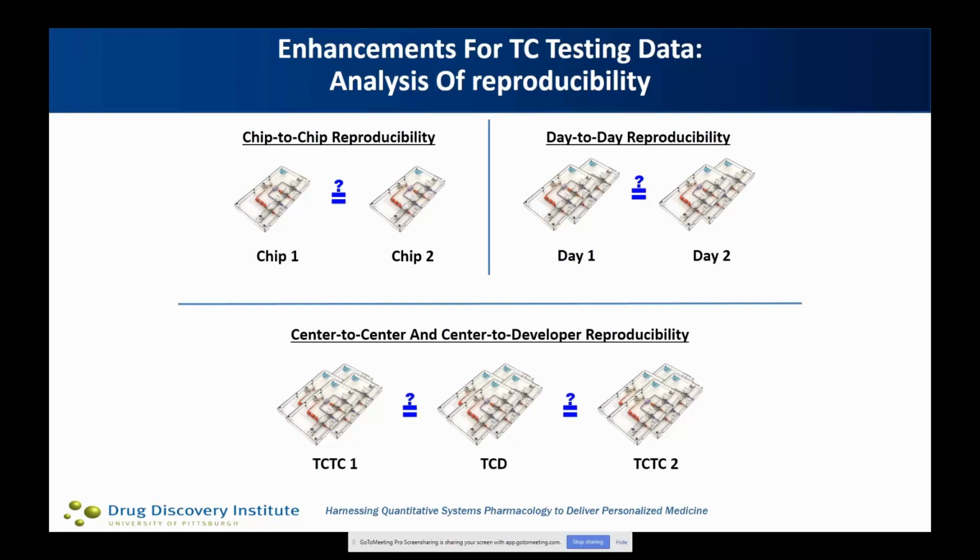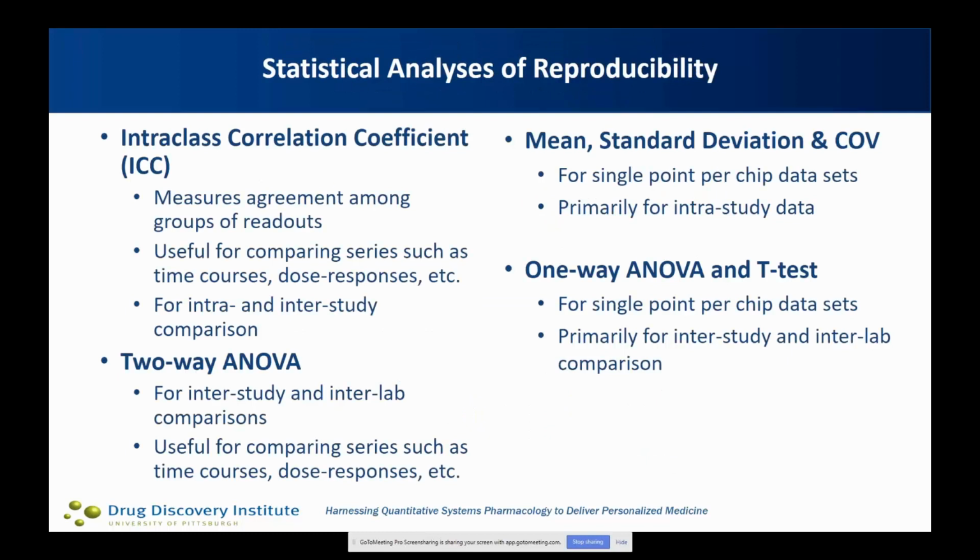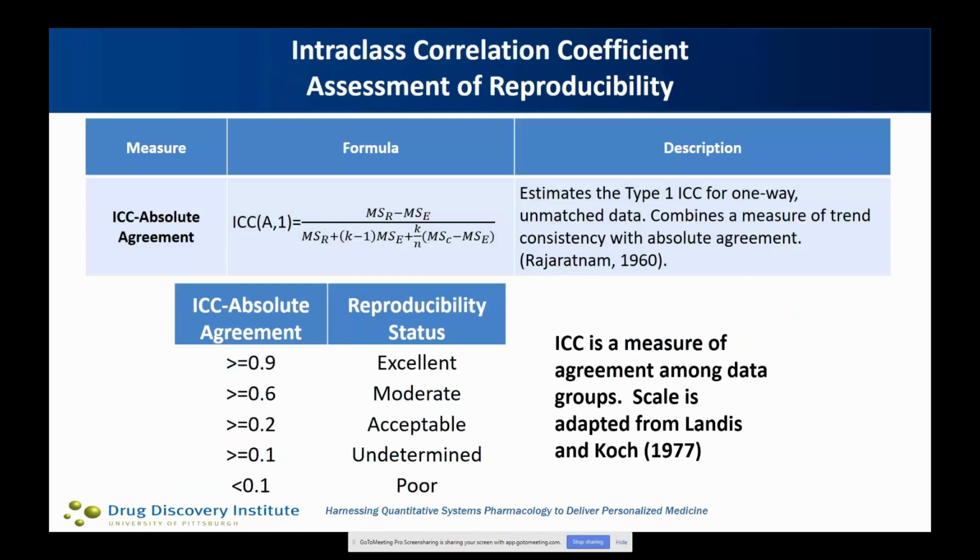We're also working on developing measures of reproducibility for all of these various data types that are generated in the database. In particular, a lot of the data is of the nature of being a time course, and so we're working on tools so that we can look at chip-to-chip, day-to-day, and even site-to-site variability in the data that's being generated. So we've evaluated a number of different metrics for comparing reproducibility. We really like the intraclass correlation coefficient, and I'll show you a little bit of what that looks like. But we're also looking at standard statistical measurements of those differences. So this is the intraclass correlation coefficient.